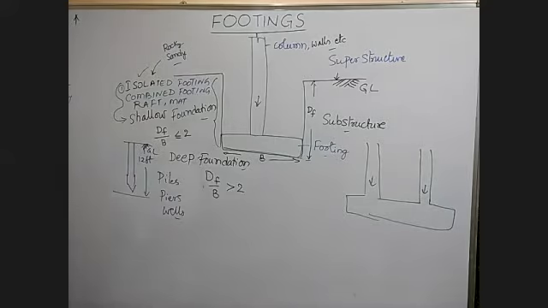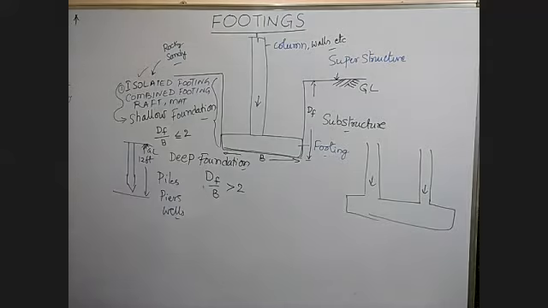The isolated footing is for a single column. Combined footing is for a group of columns. A raft foundation is a single slab or single beam footing that covers the entire area beneath the superstructure. So maybe a mat or raft footing.